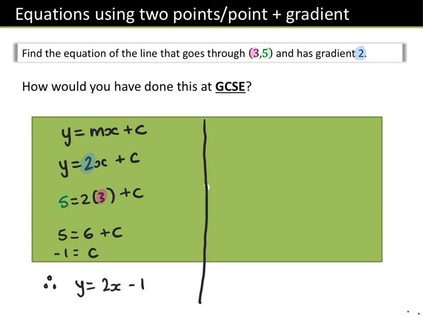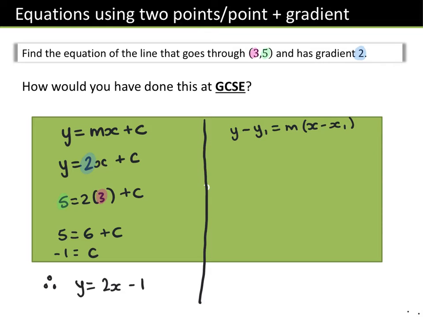There is another way to find the equation. Does anybody know the other way? So the other way to find the equation is, you can do y minus y1 equals m(x minus x1). Sorry, not two points, a point and the gradient.